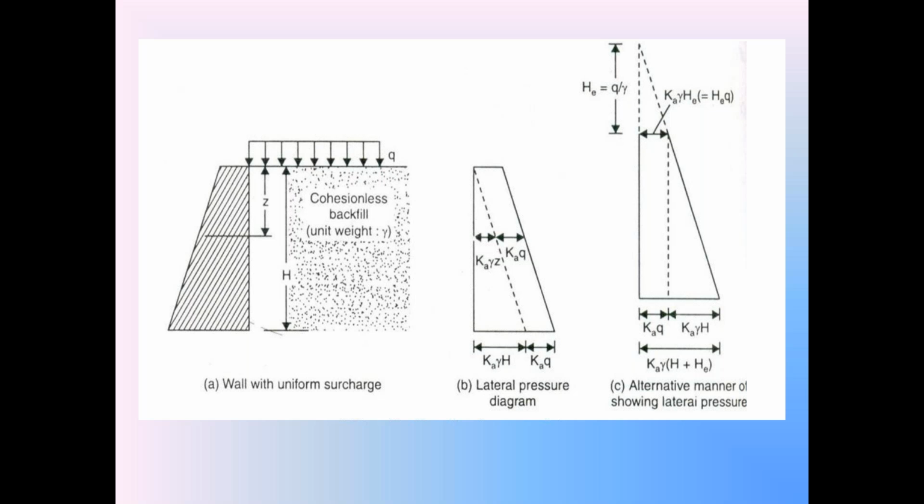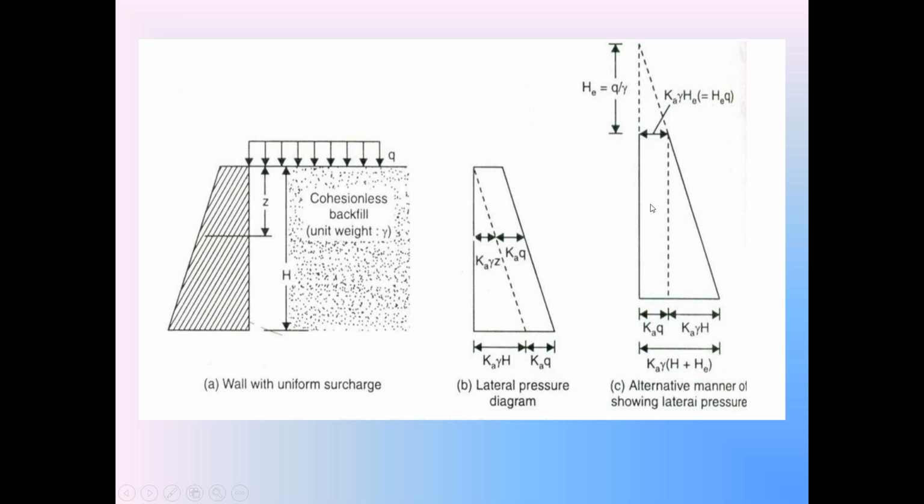It is a trapezium, so find out that pressure distribution diagram area. That area gives the total active earth pressure force acting on the retaining wall because of the surcharge Q acting on the backfill. So this is Rankine's active earth pressure theory when the backfill is subjected to the uniform surcharge. So please everyone go through this diagram.